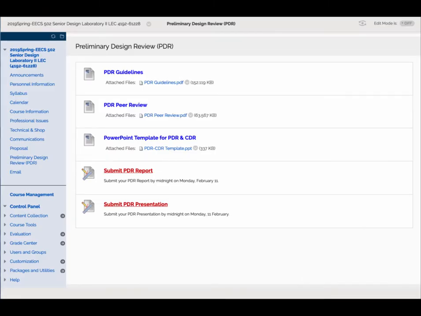Okay, then there's the preliminary design review guidelines. So I'll open that up and discuss the guidelines for actually accomplishing both the report and the presentation. So I'll open that up now.